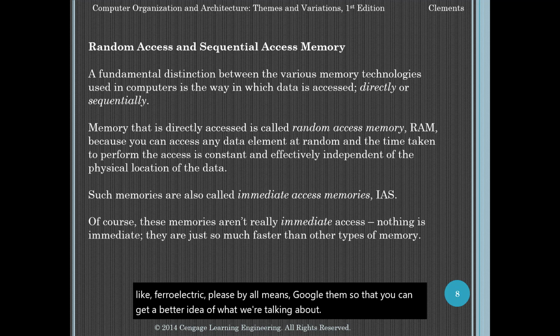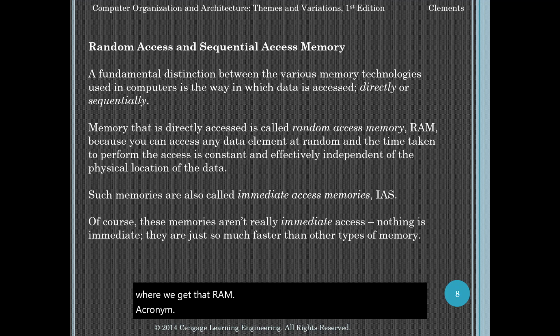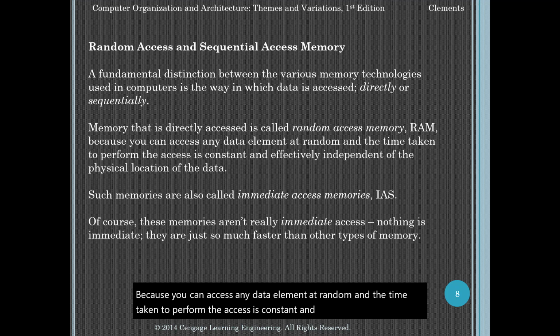So we've talked about this idea of dynamic RAM and things like that. Now we're going to talk about random access and sequential access memory, because it's a fundamental distinction that we need to make between the various types of memory technologies used in computers and the way in which data is accessed. Memory that is directly accessed is called random access memory, and that's where we get the RAM acronym. You can access any data element at random, and the time taken to perform the access is constant and effectively independent of the physical location of the data.